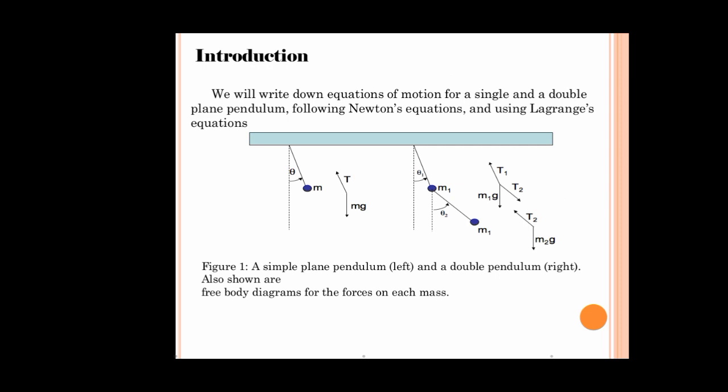Okay, a simple pendulum, a simple plain pendulum on the left-hand side. So we see the left-hand side is the simple pendulum and the right-hand side is the double pendulum. Okay, free body diagram: the force on the east mass. So it is a free body diagram. You will see the free body diagram clearly. Okay, we'll jump into the next.